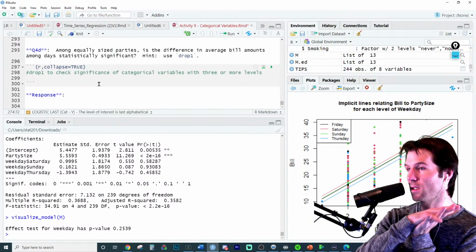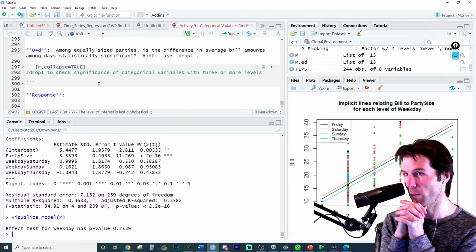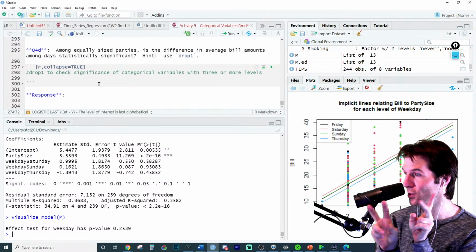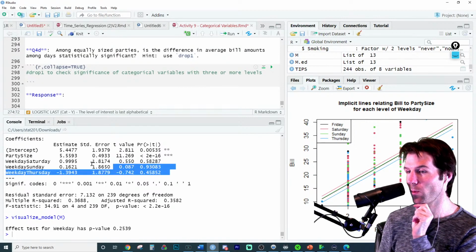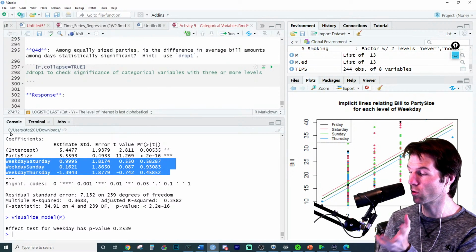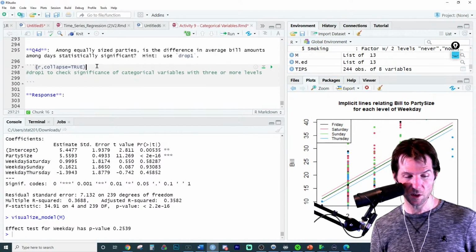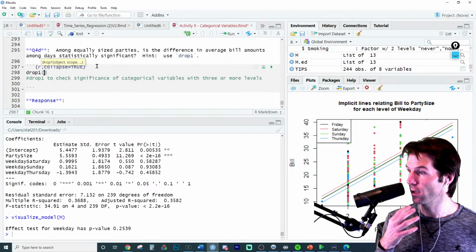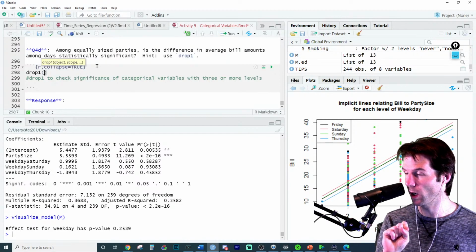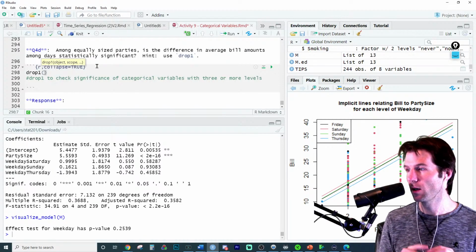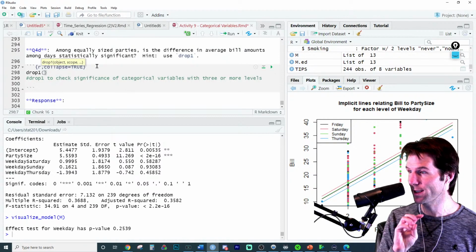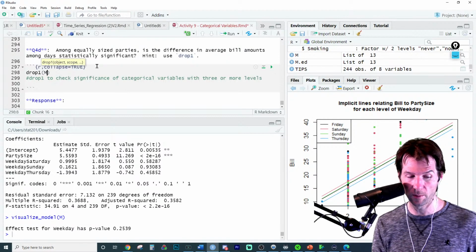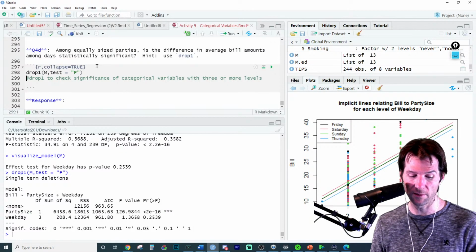Among equally sized parties, are the differences in average bill amounts among days statistically significant? Hint, use the drop 1. So once again, we have 3 values here we need to drop out of our model. So all we're going to do is the drop 1. Now, for a quantitative model, quantitative Y, we need to use test equals F. Later on, when we do logistic, we'll do test equals chi-squared for this. So the second argument is not always going to be test equals F.